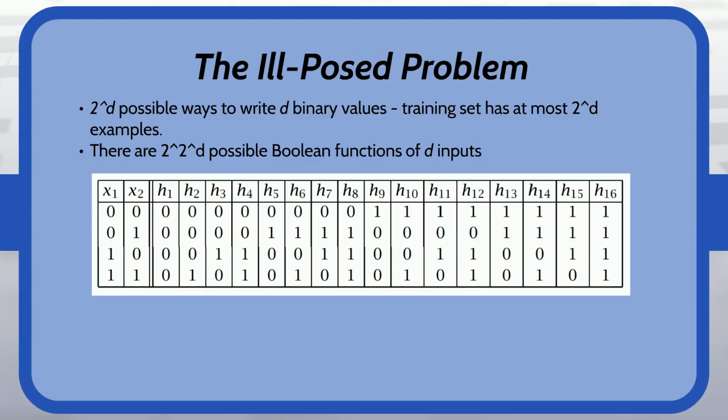In general, mathematically, there are 2 to the power of d possible ways to write d binary values. Since we have 2 values here, x1 and x2, there are going to be 4 possible ways to write these Boolean inputs. And then the training set has at most 2 to the power of d examples, so at most 4 examples for this particular problem. And then there are going to be 2 to the 2 to the d possible Boolean functions of d inputs. So in this particular scenario, since we have 2 inputs, we are going to have 16 individual unique hypotheses, and any one of them could be correct.